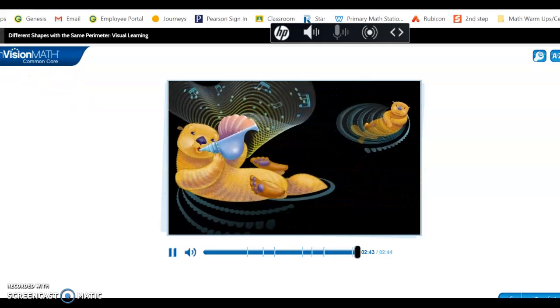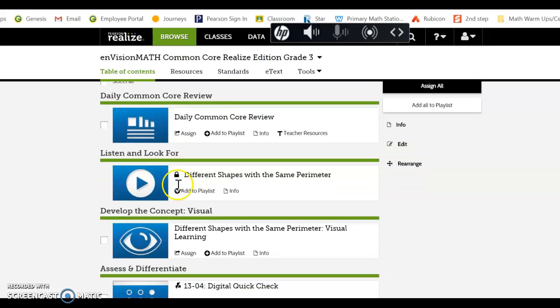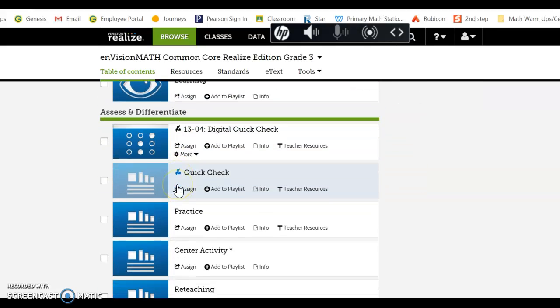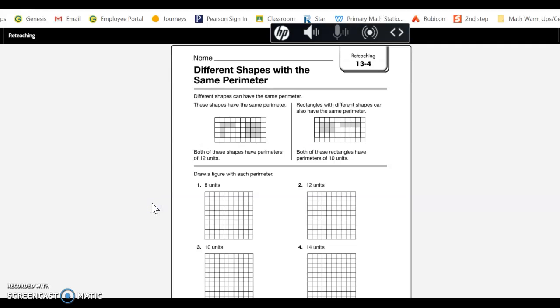All right, now that we're done reviewing the video, the next thing I'm going to do is just take a look at the reteaching page because it always re-explains the directions really well. So today's lesson 13-4 is on different shapes with the same perimeter. And the directions at the top say different shapes can have the same perimeter. These shapes have the same perimeter.